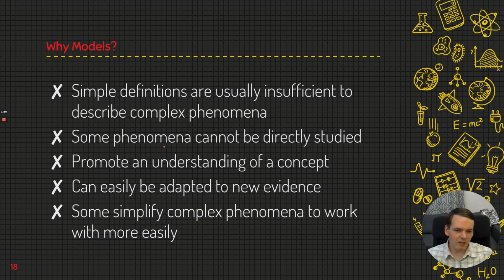Some phenomena can't be directly studied. For example, the atom: we can't look inside an atom and see what it's made up of. So we have to do experiments and then, based on the evidence, make a model that says, here's what we think is making up an atom.